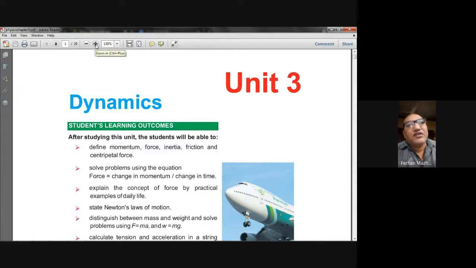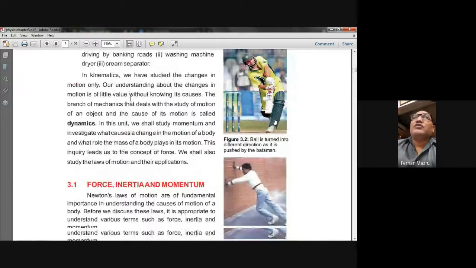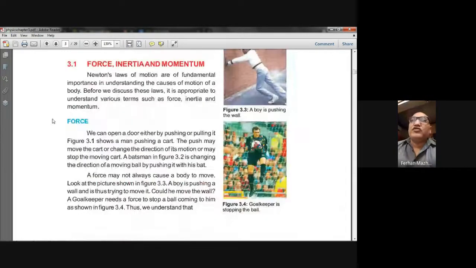The first thing we are going to do today is start a new chapter, chapter number 3 from the 9 metric syllabus. The name of the chapter is Dynamics, chapter number 3. So it is about force and the effect of forces on bodies. The first thing coming up is we will talk about what is force.